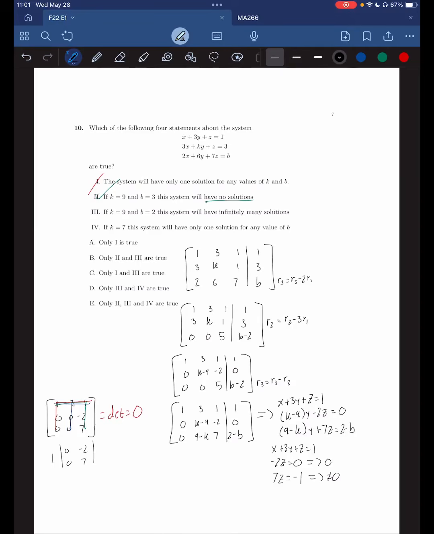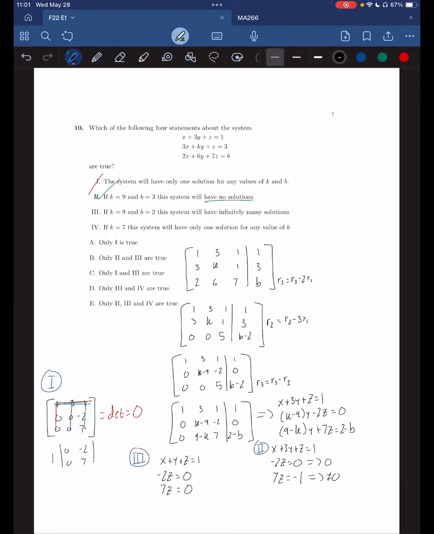Let's see. If k is 9, so again, we have x plus y plus z. I'll label this statement 2, this is statement 3, and this is statement 1, equals 1. Again, when k is 9, this just goes to 0. So -2z equals 0, and 7z is also equal to 0.